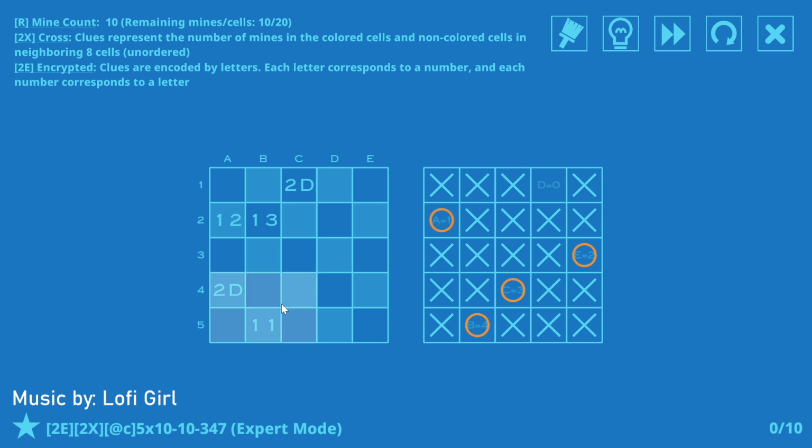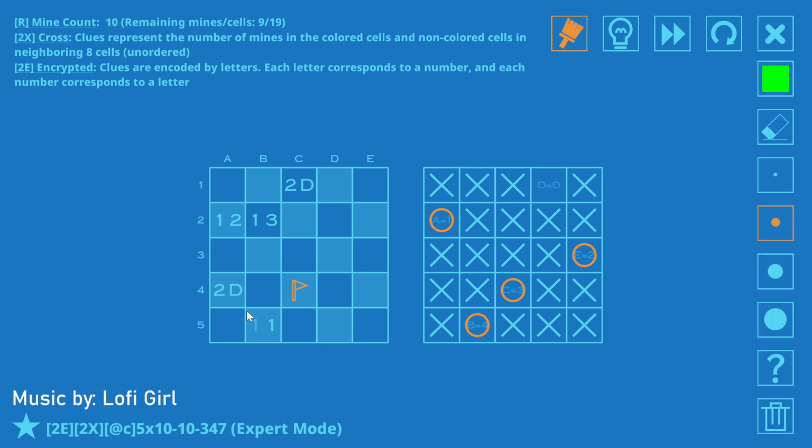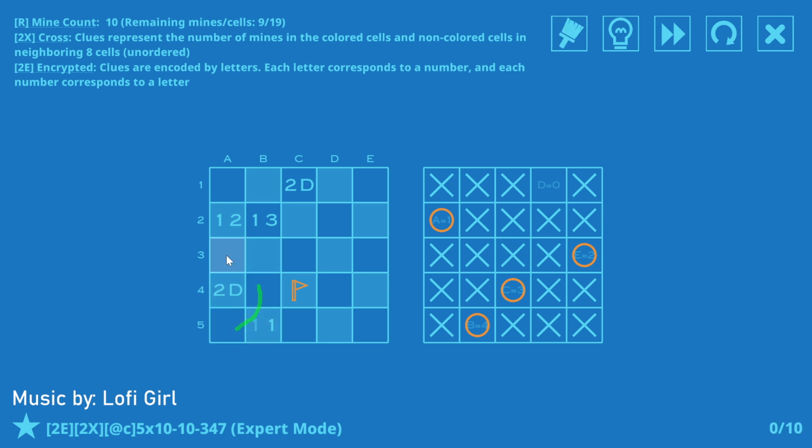And so there's 1 light mine here, which means this has to be a mine. Also, there's exactly 1 mine here, but we know that there are 2 mines in the dark cells. And so because there's exactly 1 mine there, there has to be another mine here, and therefore no mine here. Alright, 1, 1 means that this can't be a mine. And there's exactly 1 mine here.